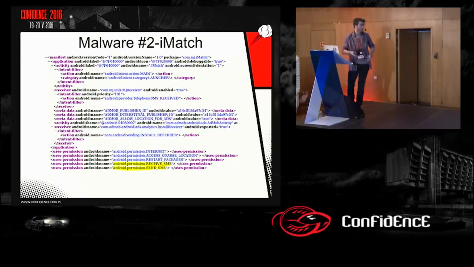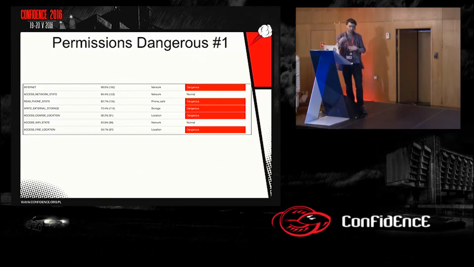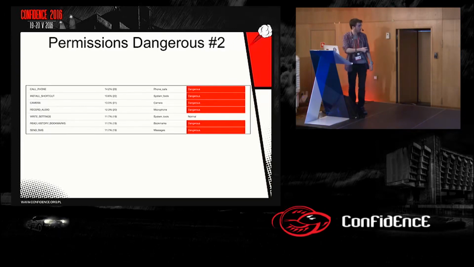Then another malware, similar in the manifest, they are using permissions for sending and receiving SMS. Again, these are permissions that some applications don't need to have. Here is a list of the most dangerous permissions that you can give to applications: the internet, read the phone state, write to the external storage, your GPS position, make calls on the phone, record audio, send SMS.